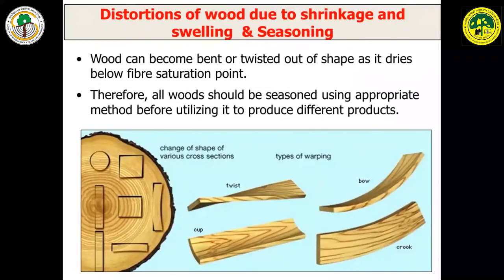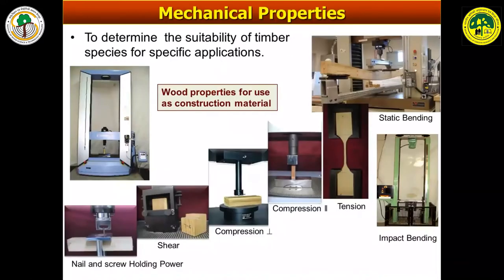You can see here, when wood is not seasoned, it is associated with different types of wood defects, which are called twist, bow, crook and cupping. These are the different types of defects which are introduced into wood planks when wood is not seasoned properly. So wood should be seasoned properly to avoid these kinds of defects.